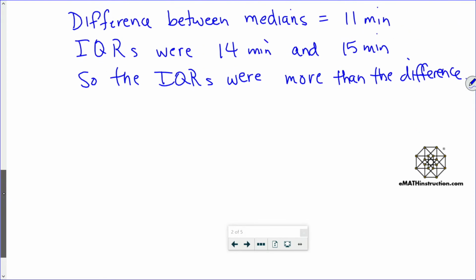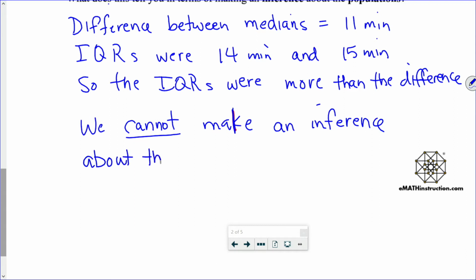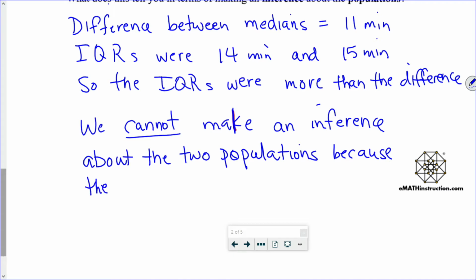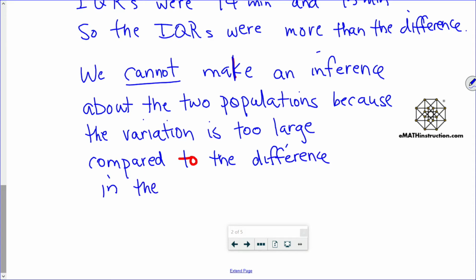Let me extend our page a little bit. So let's say this: we cannot make an inference about the two populations because the variation is too large compared to the difference in the medians.